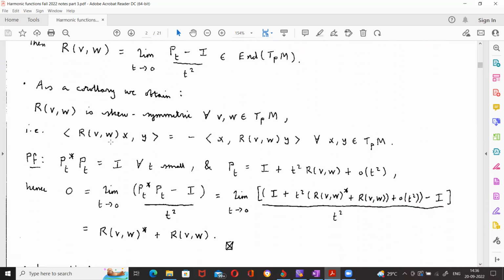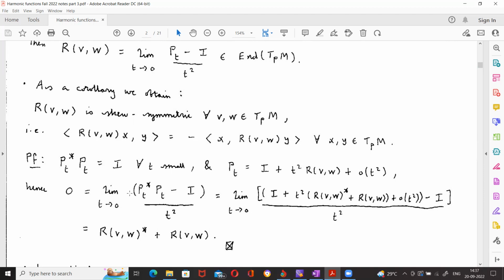So skew symmetry means this identity, right? Inner product of R VW X with Y is the same as minus the inner product of X with R VW Y. So why is that? These parallel transport isometries, these PTs are isometries. So that means PT star PT is equal to identity for all T small. And because PT minus identity over T squared converges to R of VW, that means that PT has this second order expansion: identity plus T squared R VW plus little o of T squared, right?